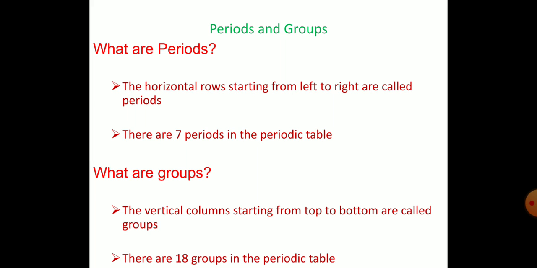So dear students, this is the information we need to know about periods and groups. What is called a period? The horizontal arrangement of elements starting from left to right is called a period. How many periods are there? There are 7 periods. Then what is called a group? The vertical arrangement of elements starting from top to bottom is called a group. How many groups are there? There are 18 groups present in the periodic table.